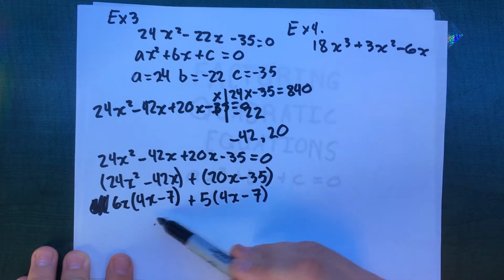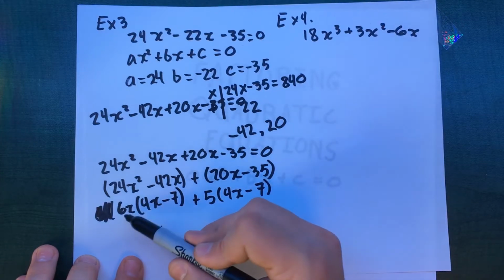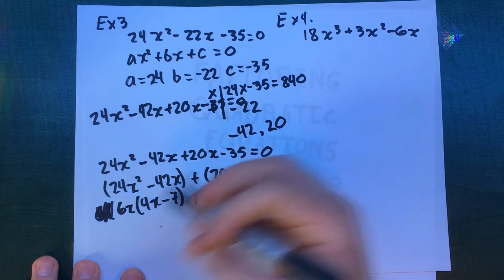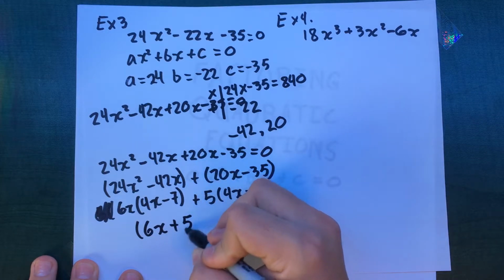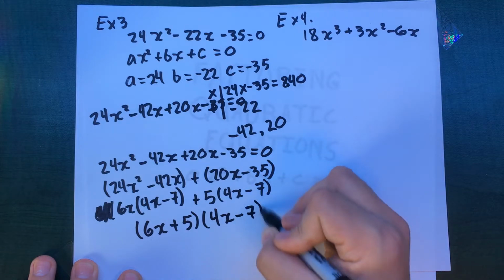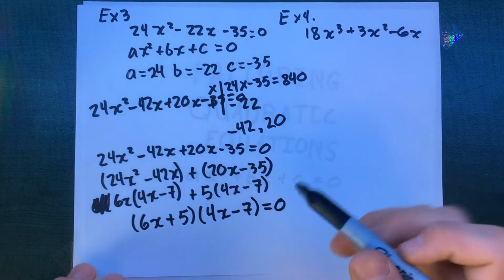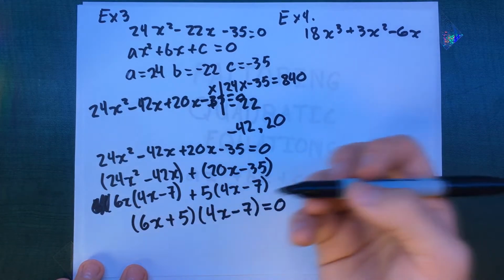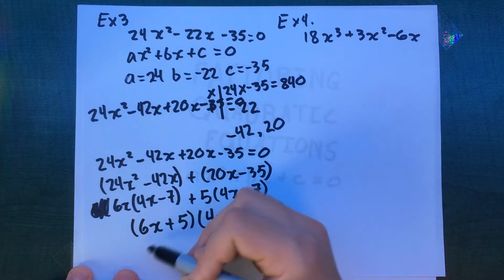Now notice that these two parts of the equation are the exact same, so we can combine them. And these two parts of the equation can make a new second term. So 6x plus 5 times 4x subtract 7 is equal to 0. Now if we want to solve which values of x make this equal 0, we can once again, like in our first examples, set these brackets equal to 0.